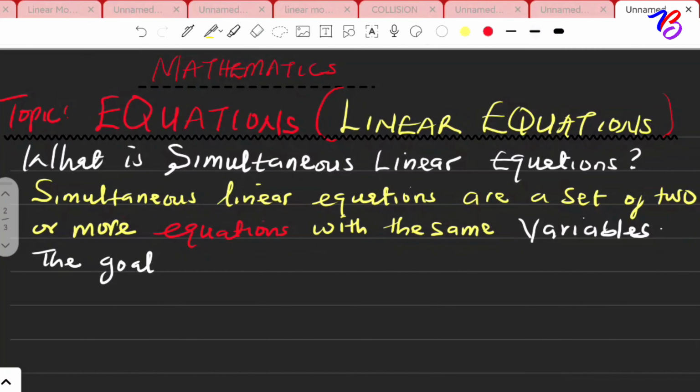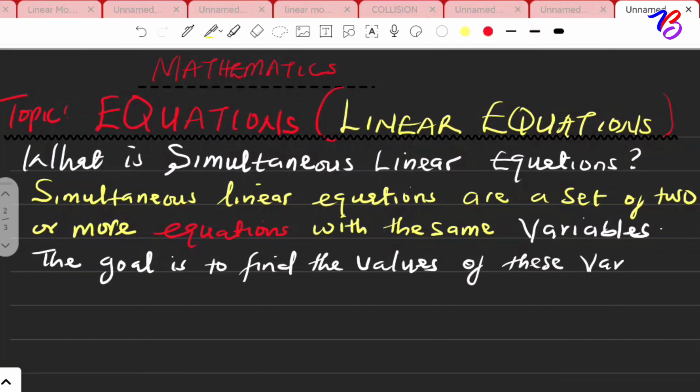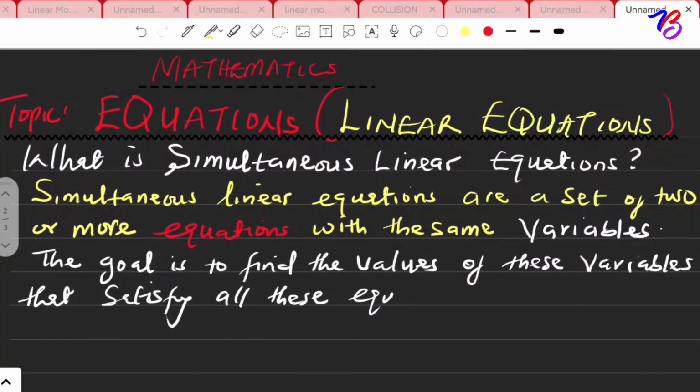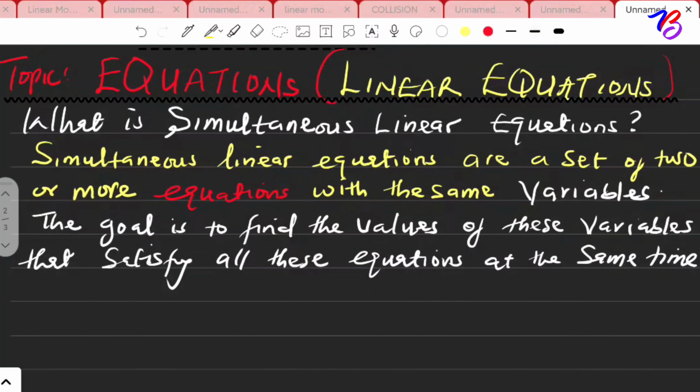Underline the word variables. So the main goal here is to find the values of these variables. Is that clear? So that this will satisfy all these equations at the same time. So when you find these variables, you substitute them into the equations and you obtain your final answer. Are you here? So let's proceed further.